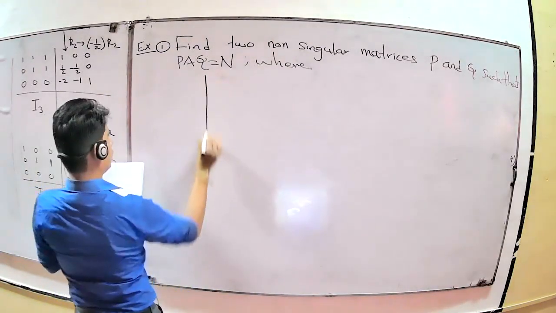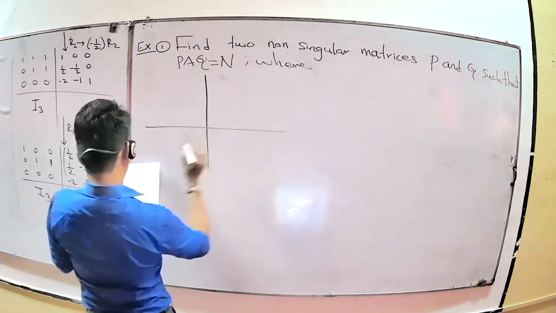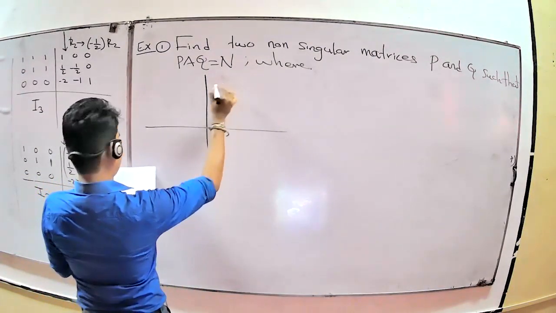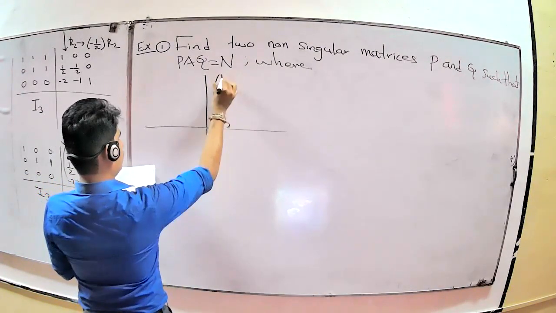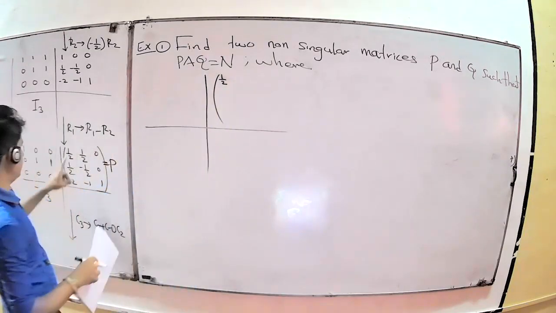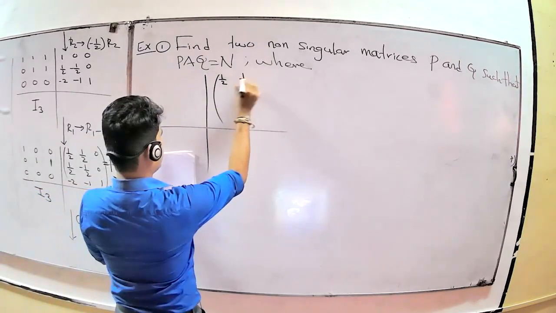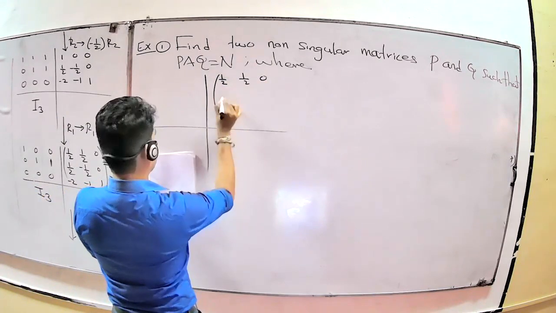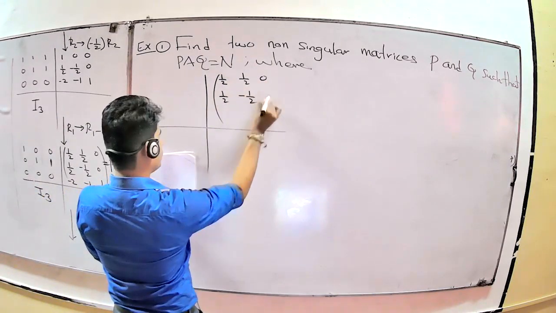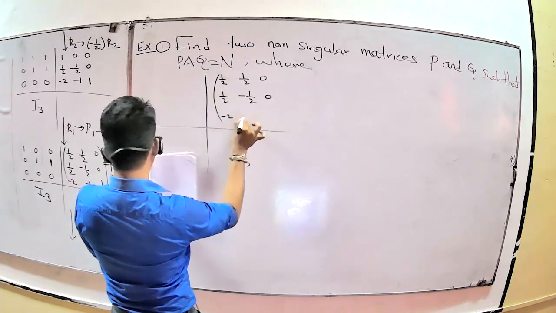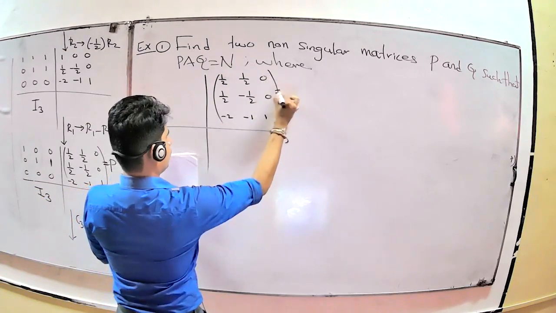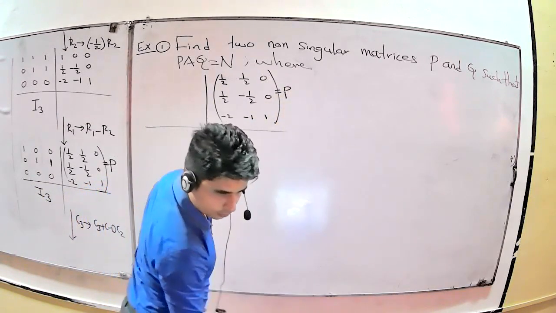We do this column operation, right? Here, remaining unchanged, because we already found this matrix P, no? Then you can write this: half, 0, half, minus half, 0, minus 2, minus 1, 1. This is your P, no? Matrix P. Okay.